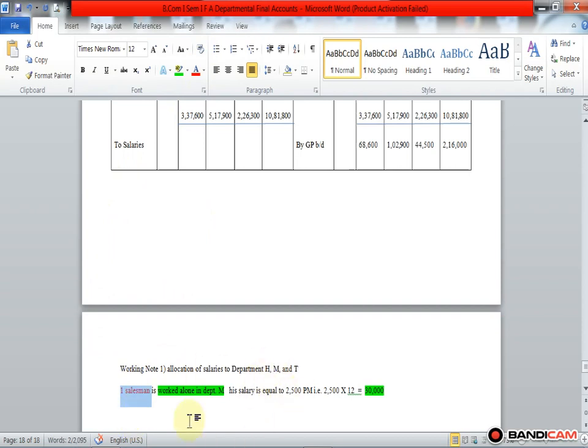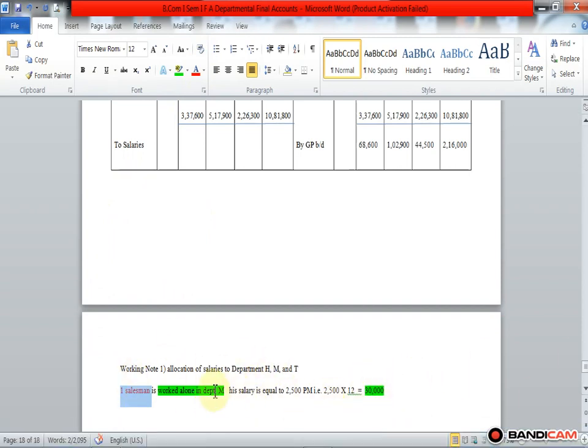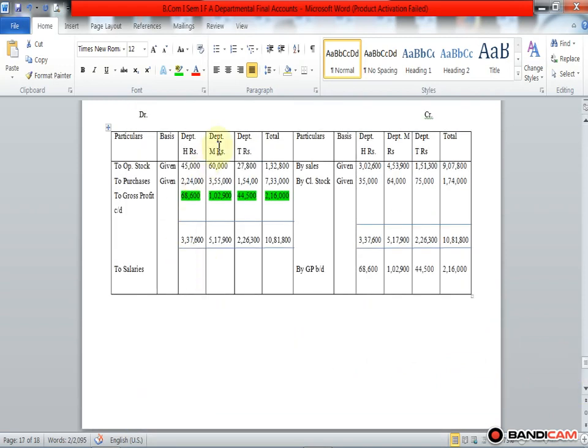So we get one salesman's salary, that is 30,000. Which department is M department? So transfer this 30,000 to department M. Okay, so department M is here. So the salary is 30,000. Now we find out the salary of H and T.